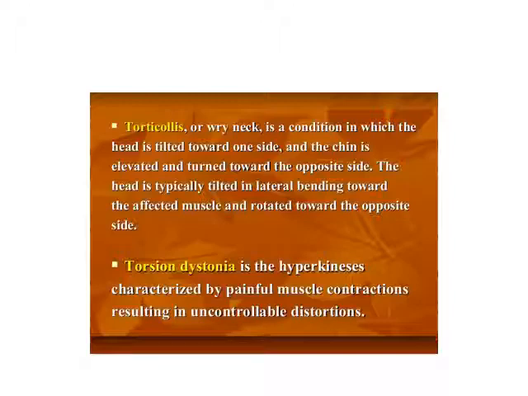So torticollis is dystonia of the muscles of the neck, which causes head tilt towards one side, and the chin is elevated and turned towards the opposite side. We find the head in a lateral bending position towards the affected muscle. So there is a specific muscle affected, and the head is bending towards it, and the chin is bent or tilted towards the opposite side.